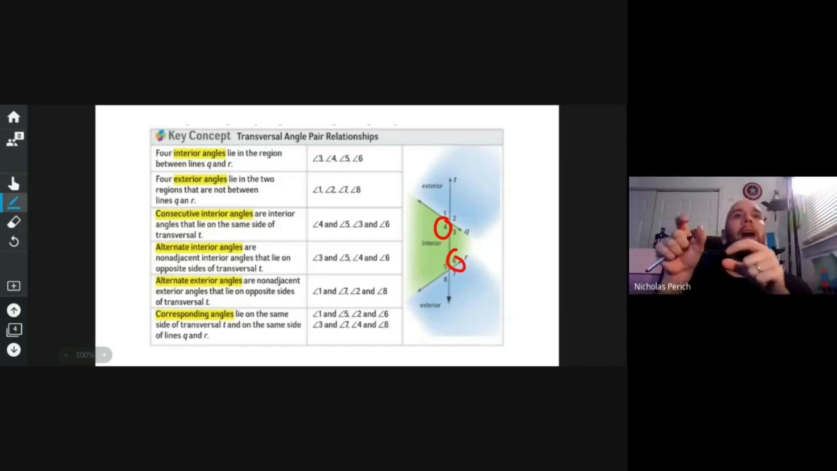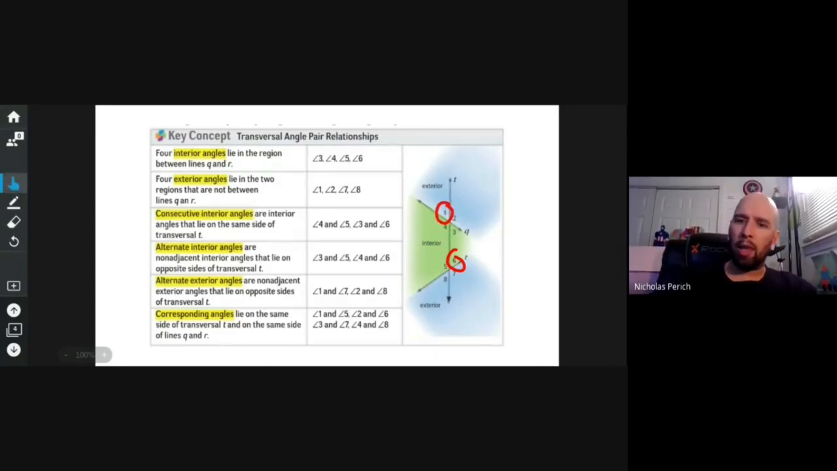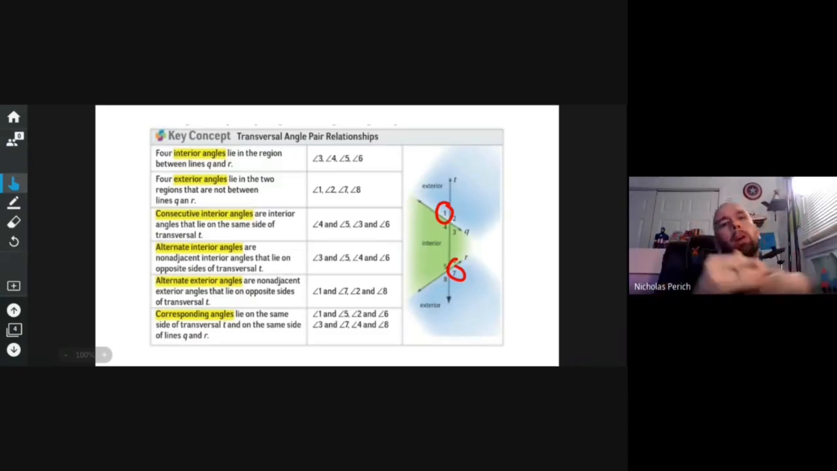Similarly, 3 and 5 are also alternate interior angles. If you want to make an alternate exterior angle, just move that up there and move that down there. And those are angles on the outside of your 2 lines, but they're on opposite sides of the transversal as well. So 1 and 7 are alternate exterior angles. 2 and 8 are also alternate exterior angles.